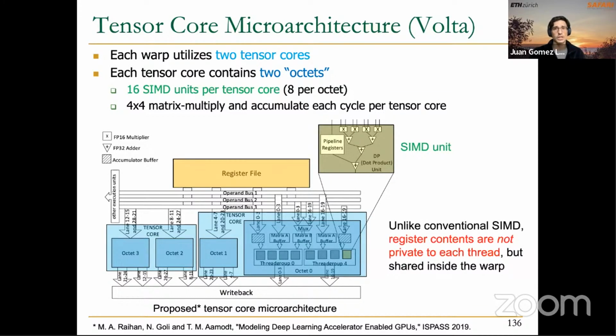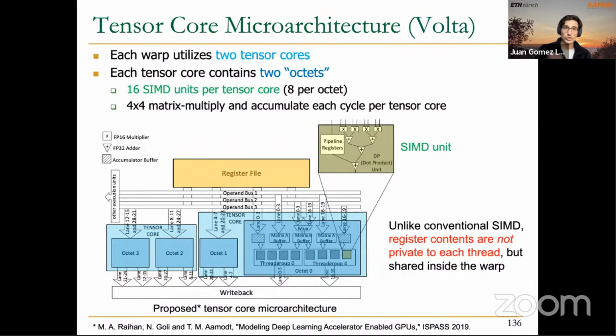The most particular thing about these tensor cores is that instead of having a partitioned register file where each lane accesses only its own registers, here the registers are no longer private to each thread, and they can be shared among all the threads of the warp. That's necessary to use these SIMD units efficiently to perform the matrix multiplication.